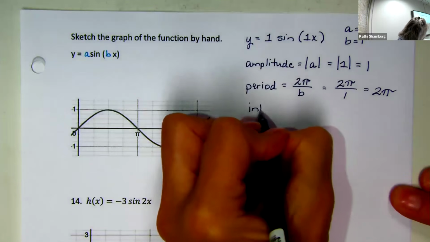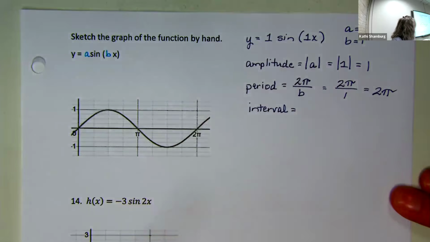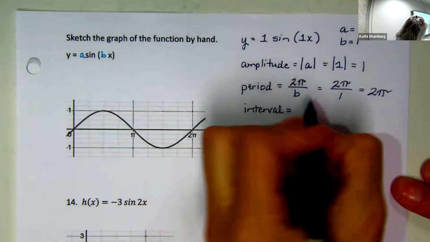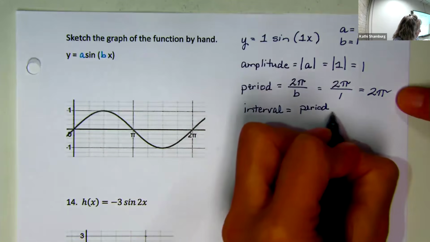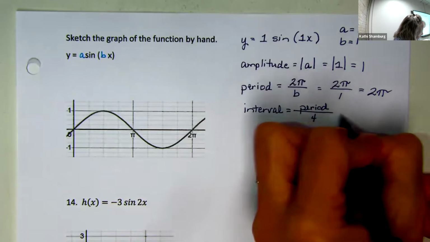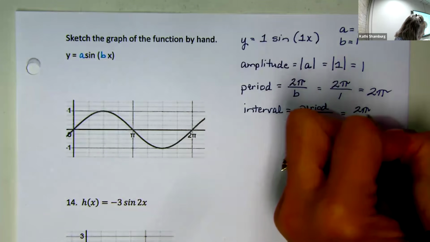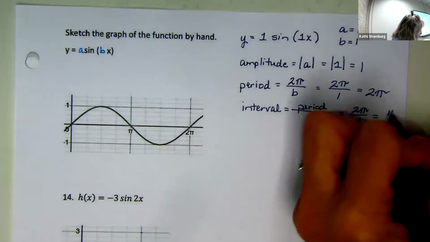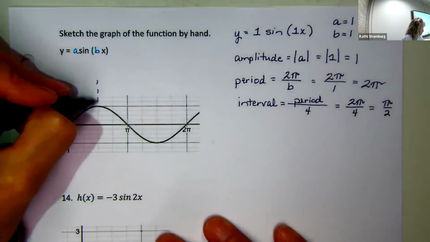Okay, in the interval, anybody remember how to find that? It is your period. So that's our 2 pi divided by 4. It's always 4. So we would have 2 pi divided by 4. Simplify that, that is pi over 2. Okay, so you'll look right here.